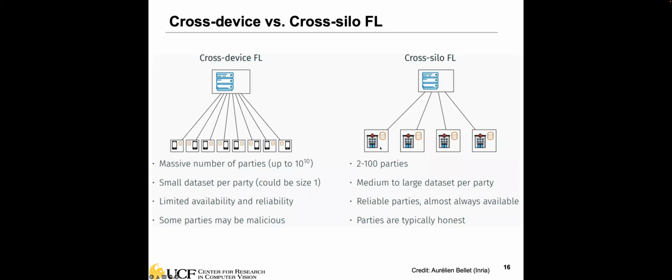But each hospital will more or less generate a medium or large data set, and they are reliable parties, right? It's going to be rare that one day a hospital decides to shut down and not operate. So more or less, the parties will be reliable and almost always available for federated learning. And parties are typically honest, because they are institutions and there are regulations to help them prevent cyber attacks, right? So they are mostly honest and trustworthy, okay?